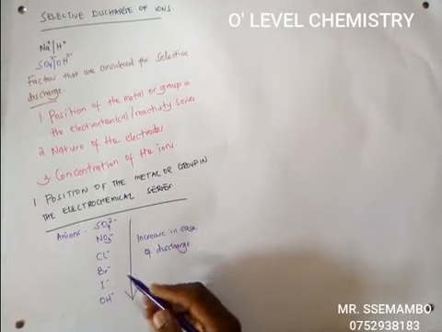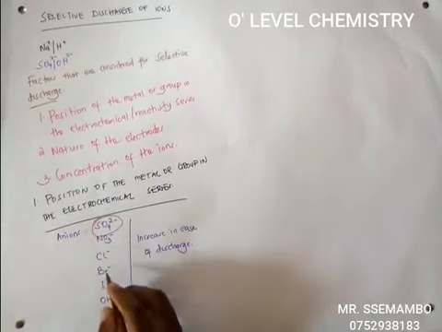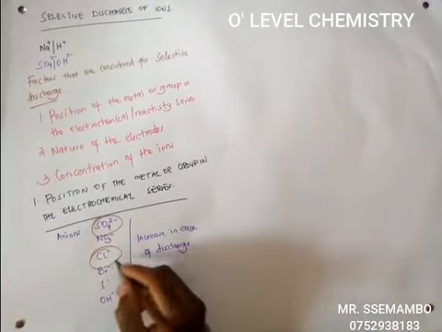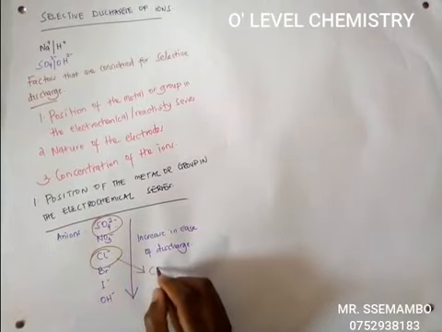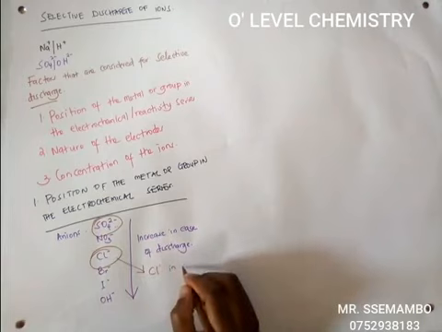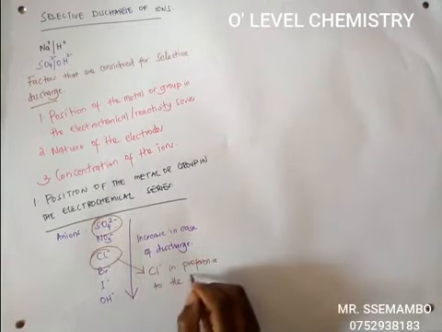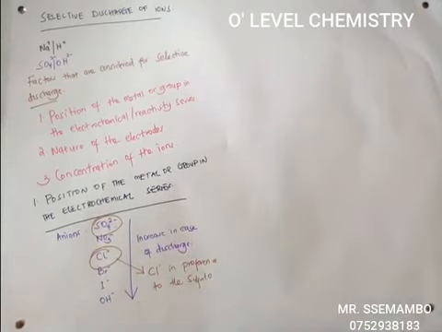For example, if you have a solution that has sulfate ions and chloride ions, chloride ions will be discharged in preference to the sulfate ions. Why? Because chloride ions are below sulfate ions in the electrochemical series.